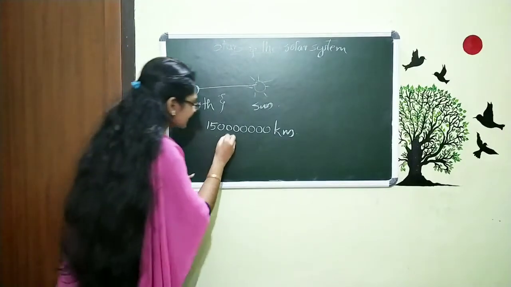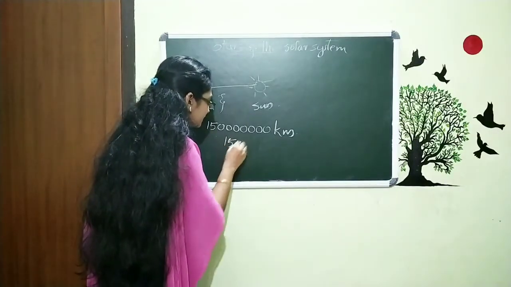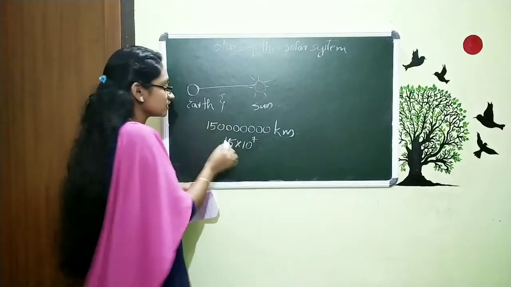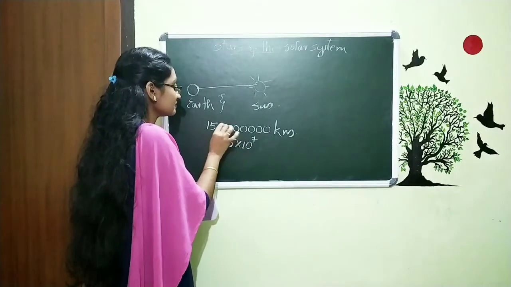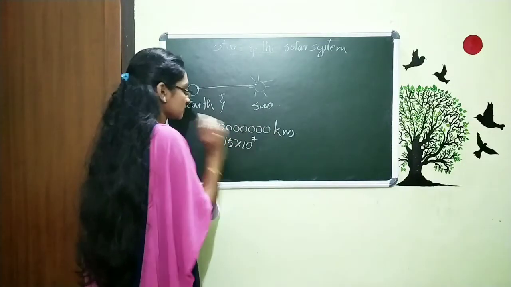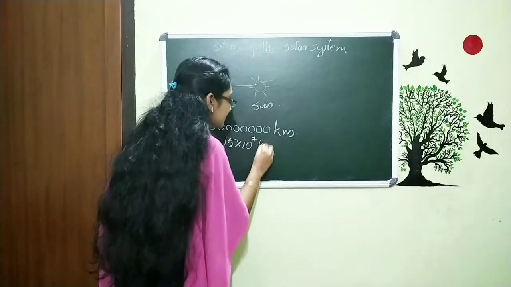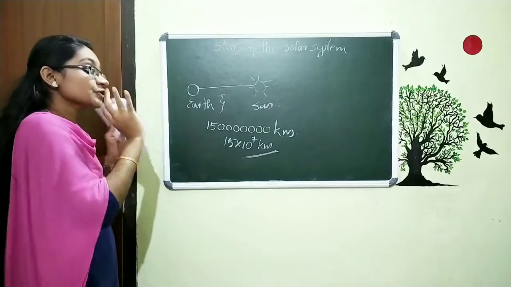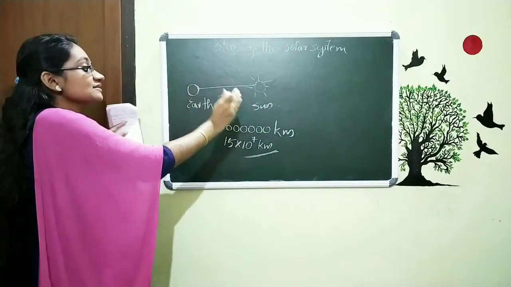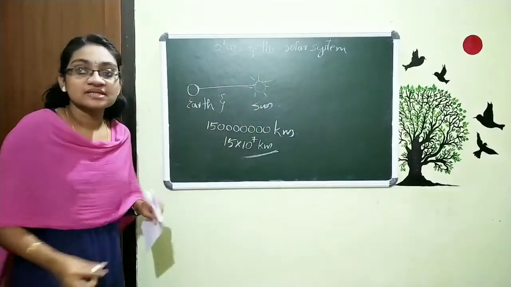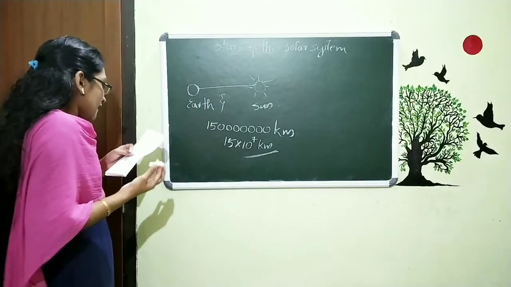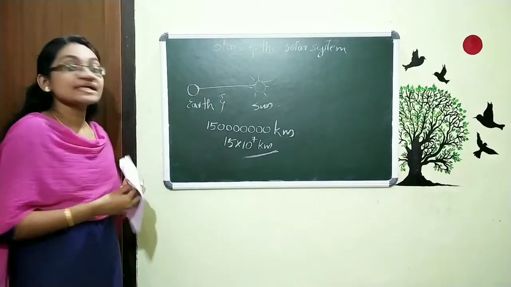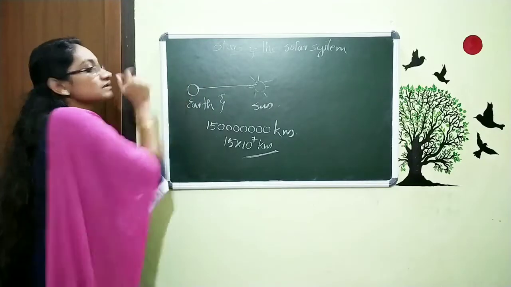And how can we write this? 15 into 10 raised to 7. 10 raised to 7 means it has 7 zeros. Kilometer. That means that huge kilometer distance is between this Earth and Sun. And this is the first star that is located very near to our Earth.